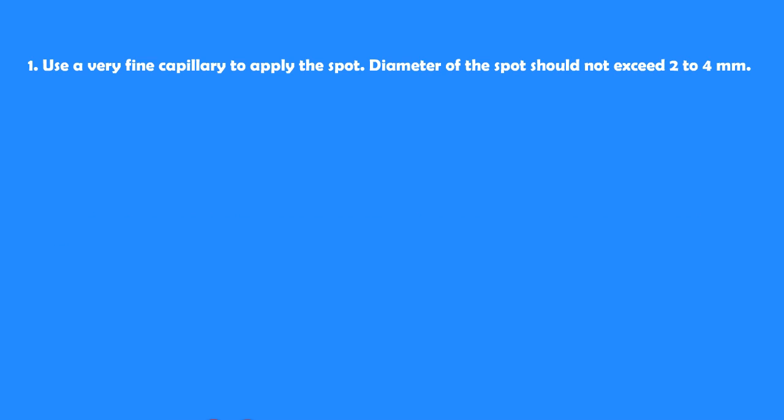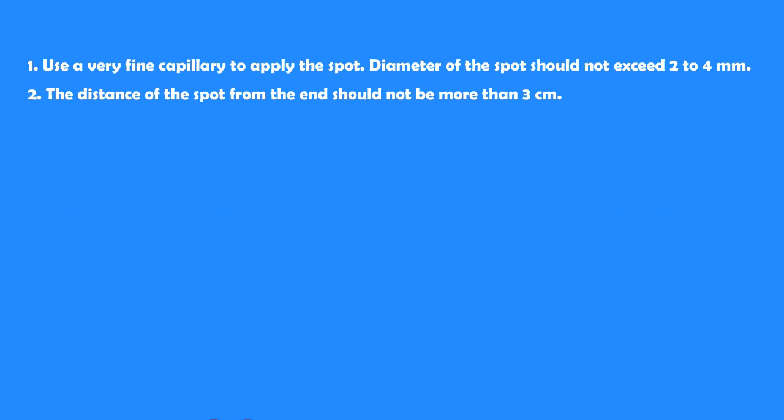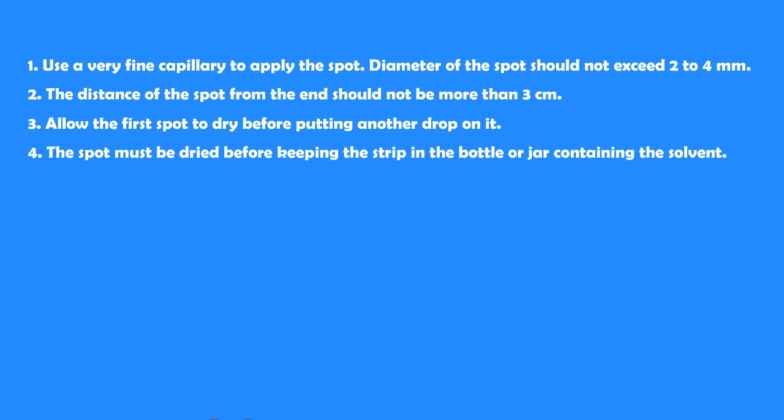Result: use a very fine capillary to apply the spot. The diameter of the spot should not exceed 2 to 4 mm. The distance of the spot from the end should not be more than 3 cm. Allow the first spot to dry before putting another drop on it. The spot must be dried before keeping the strip in the bottle or jar containing the solvent. Do not put the strip in an oven or over a flame for drying.